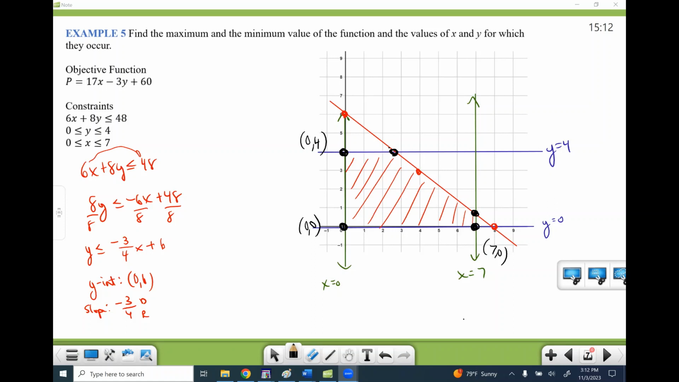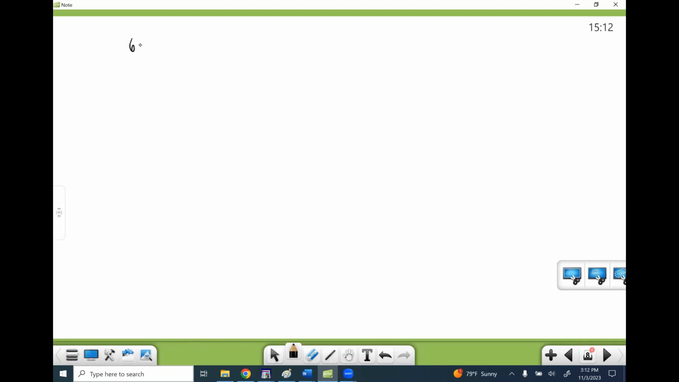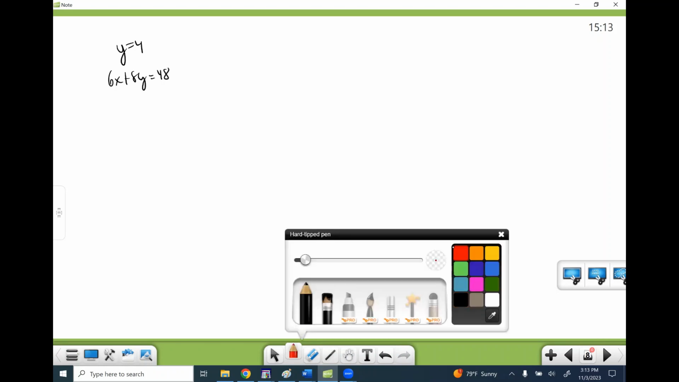So this first point right here, that's where the red line, which is 6x plus 8y equals 48, intersects with the blue line, which is y equals 4. So I'm going to go to the next slide. And let's see what we can do with y equals 4 and 6x plus 8y equals 48. In this particular system of equations, substitution would be the best way to solve it. So we're going to substitute 4 in for the y.